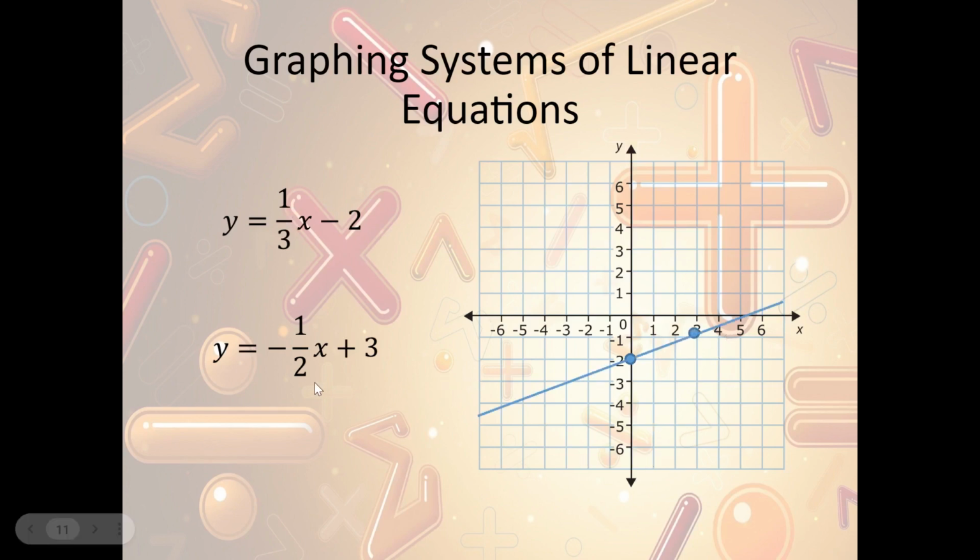Now, we're just going to plot the second line on the same graph. So my y-intercept for this one is 3. So I'm going to go up 3 and plot my point. And my slope is -1/2. So I'm going to go down 1, to the right 2. Connect the dots. And notice now I have a point where they intersect, which is right there. That is considered the solution to the system of equations.